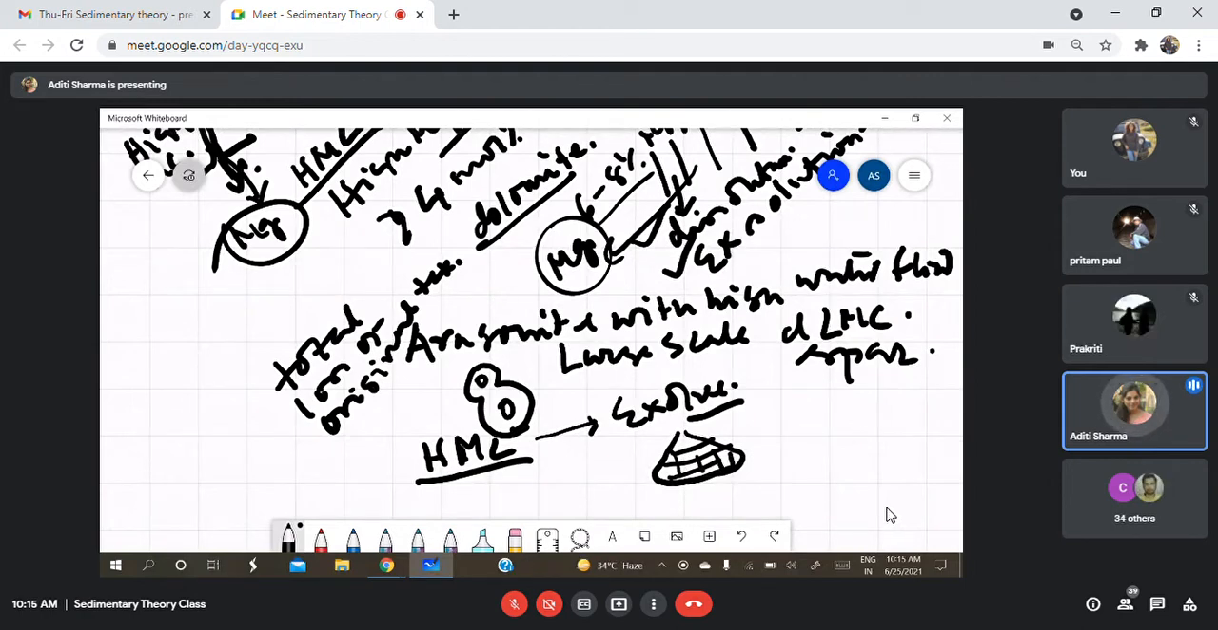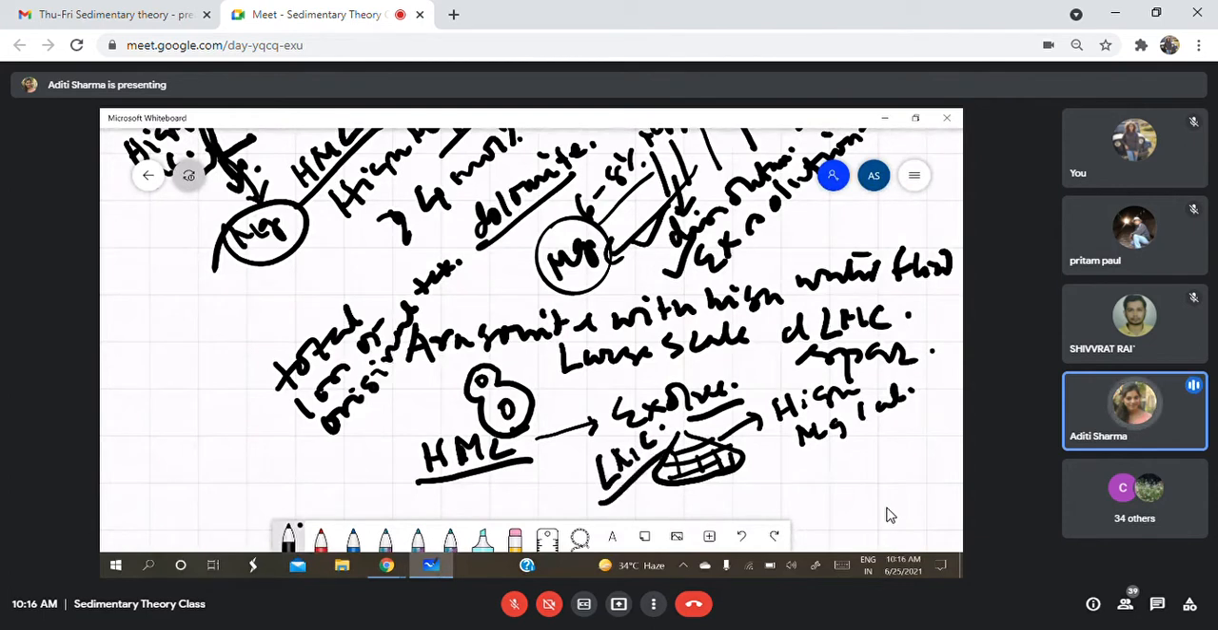Then you can see the original texture, and suppose this is a bivalve, and I know this is made up, from modern, of high Mg calcite, but now I am getting it as a low Mg calcite. So then I can make out there is a diagenetic change.